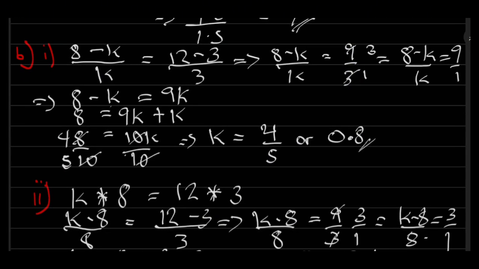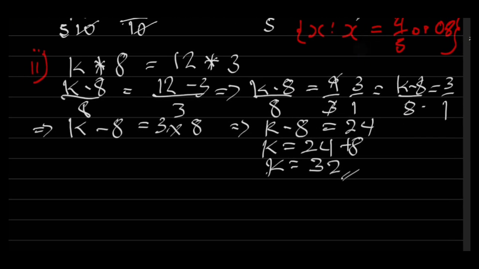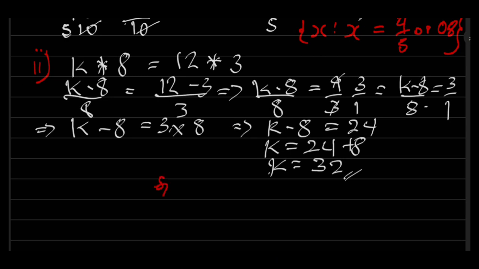Now we were supposed to state the truth set. To state the truth set for the first, we say x is such that x equals 4 over 5 or 0.8. You close your curly brackets. Here we have k is such that k equals 32. You close your curly brackets.